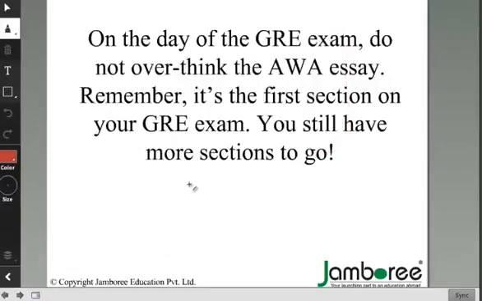On the day of the GRE exam, do not overthink the AWA essay. Remember, it's the first section on your GRE exam. You still have all the other sections left to go. Your sections have not started yet. You have to write 2 essays, so if you get tired writing the 2 essays, there's no point in that. That is why the tips that we give are so very mechanical. I told you that the moment you find 3 points, move on. Don't spend too much time, because you cannot get tired before the actual exam. In the AWA section, you just have to get a 4 out of 6.